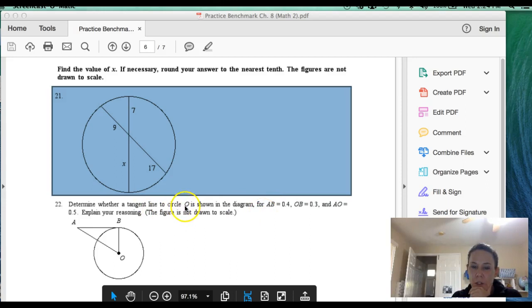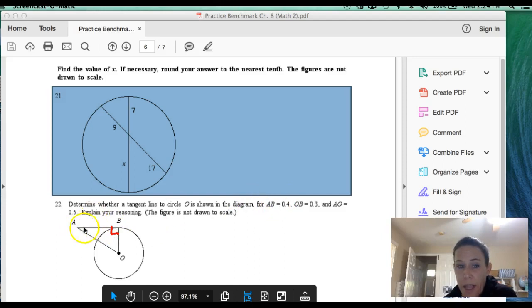Determine whether the tangent to the circle O is shown in the diagram. So how do we tell this? It says explain your reasoning. The figure's not drawn to scale. So we want to know if this line right here, AB, this line to circle O, is tangent. To figure that out, if this line is tangent to circle O at the radius, I'm going to have a right angle. That's a property that I know.